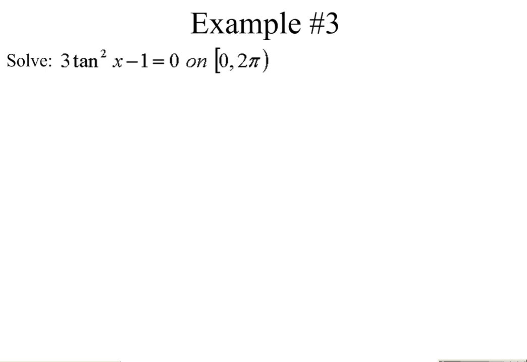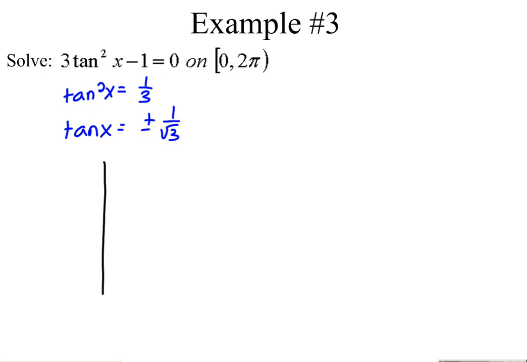Number 3, now we do have that domain restriction here. 3 tangent squared x minus 1 equals 0, and we're solving only for solutions between 0 and 2 pi. Begin the same way. We want to get tangent x by itself. So tangent squared x, add the 1 over, divide by 3. Finish solving for tangent by taking the square root of both sides, and we get tangent x equals plus or minus 1 over root 3.